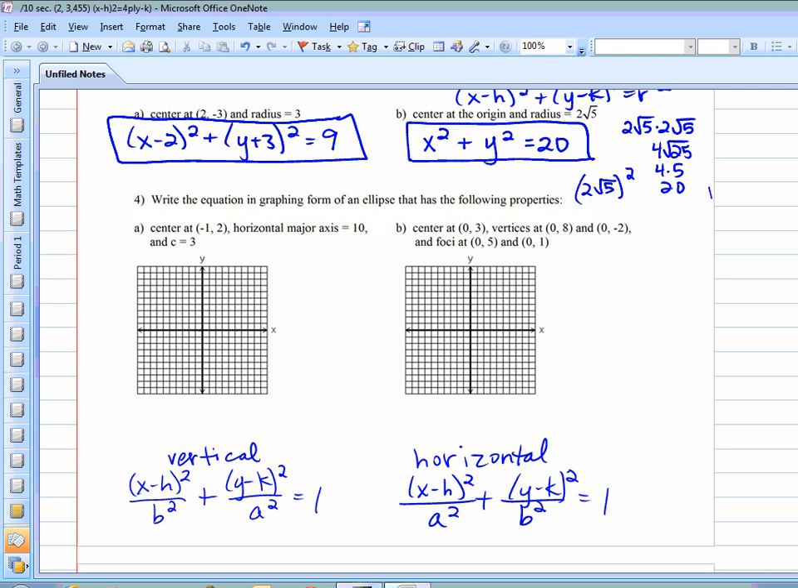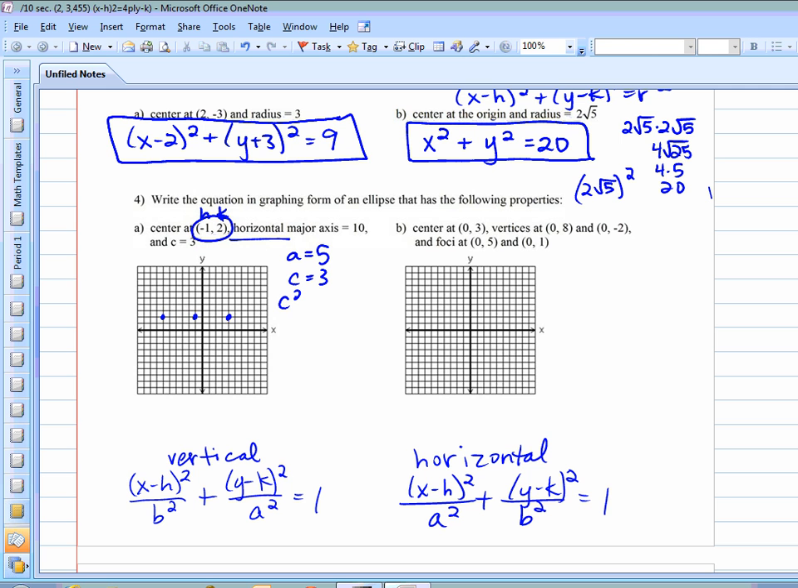So first off, if the center is at (-1, 2), and the horizontal major axis, so we know it's horizontal, is 10. So that means that if I go a total of 10, I need to go 5 on either side. And that also tells me that a would be 5, which is half of the 10, because from the center to one vertex, that is the a amount. They tell us c, so I just rewrote that. And we do need to know our center. That's our h and k for our equation. But I need to know what b is.